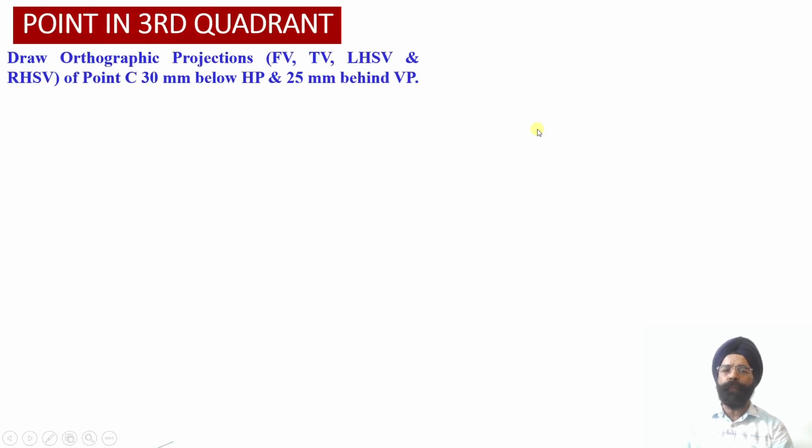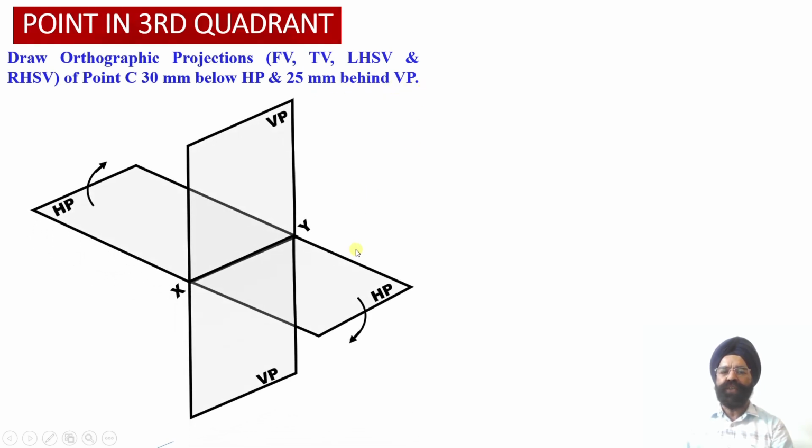So let us now proceed to evaluate the orthographic projections of the point C, which happens to lie 30 mm below the horizontal plane and 25 mm behind the vertical plane over here. So here we have got the horizontal plane. This portion of the horizontal plane is available in front of VP. This portion of the horizontal plane is available behind VP. So this is our vertical plane.